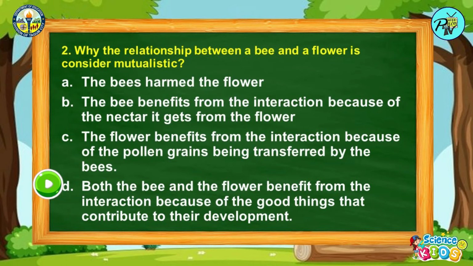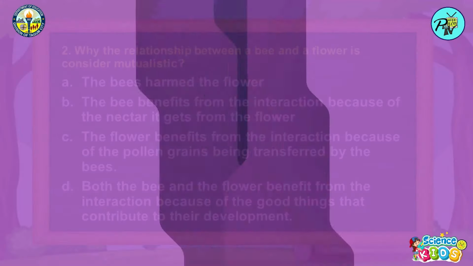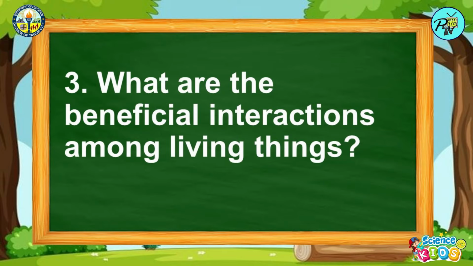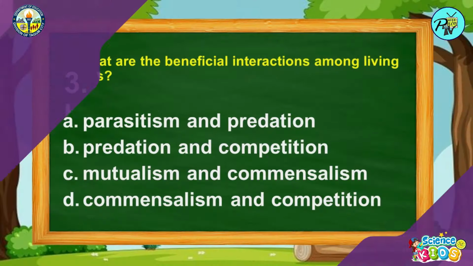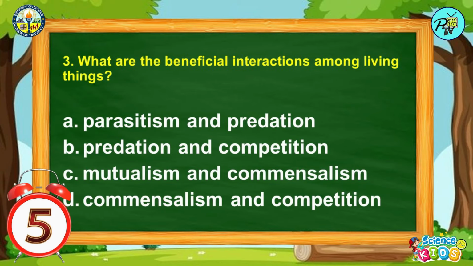Time is up! The correct answer is letter D. Both the bee and the flower benefit from the interaction because of the good things that contribute to their development. Number 3. What are the beneficial interactions among living things? A. Parasitism and predation. B. Predation and competition. C. Mutualism and commensalism. Letter D. Commensalism and competition.